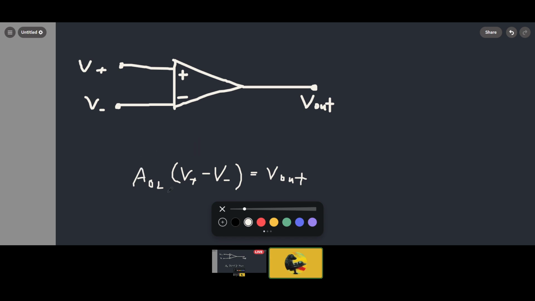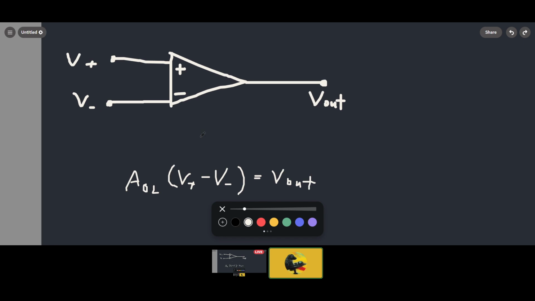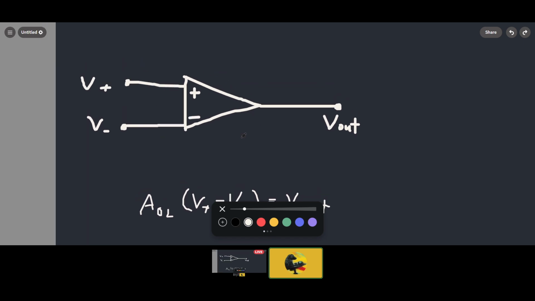So there's this thing, AOL. This actually stands for open loop gain. With every op amp, it has an open loop gain. Ideally, that means not in a practical sense, the gain is supposed to be infinity. That's ideally, but in a practical setting, most of the time it's a very, very high number, like 100,000. So the gain for most practical op amps in real life is around 100,000 or more.